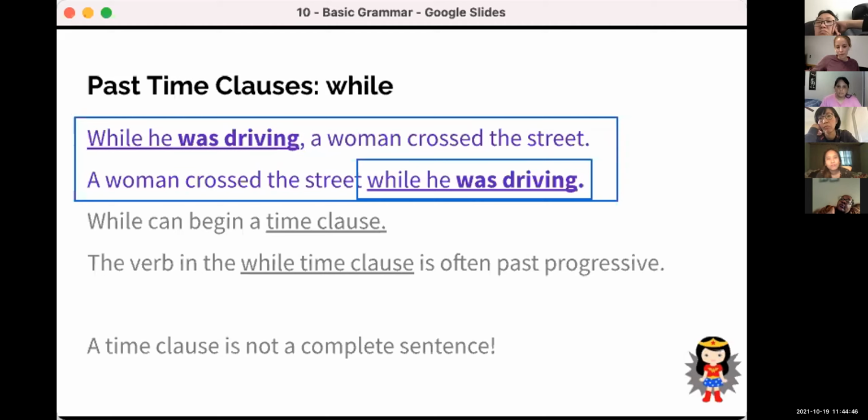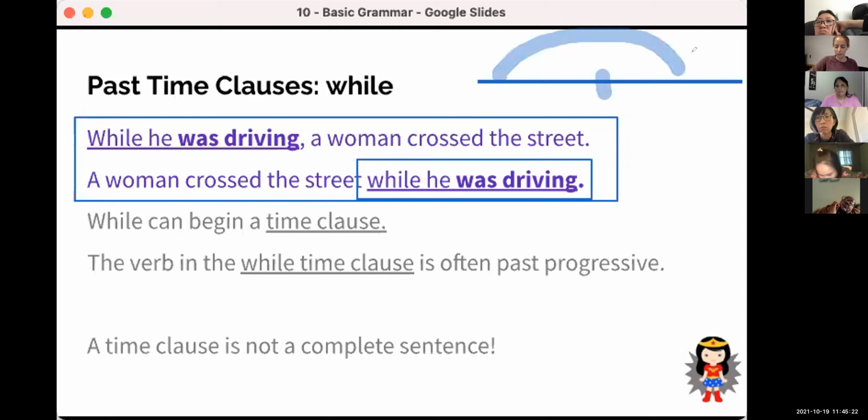Please repeat it again. Repeat what? What is the difference between while in the first sentence and the second sentence? Using it at a different place. Nope, the meaning is the same. These sentences both show me that while he was walking, a woman crossed the street.